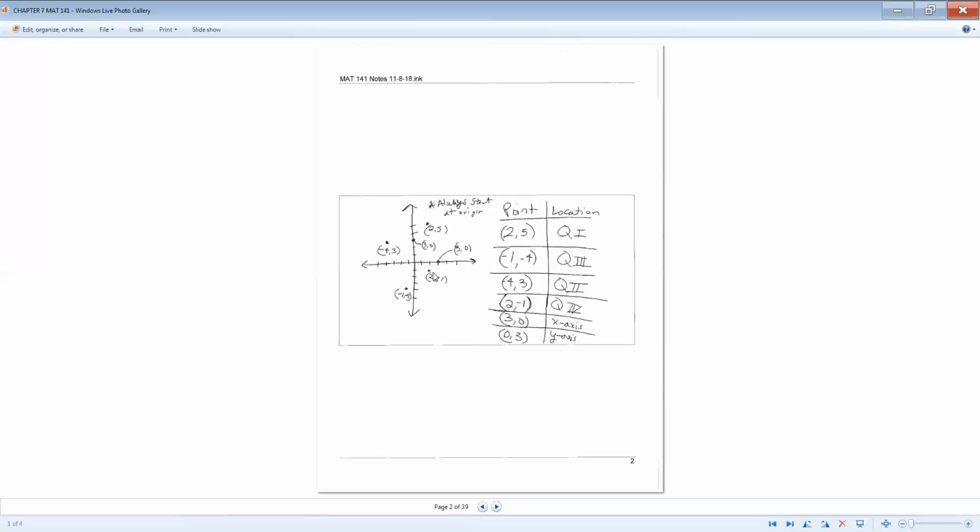-4, 3, I will go to the left 4, up 3, that puts me in my second quadrant. And then 2, -1, I'll go to the right 2, down 1. That puts me in my fourth quadrant.